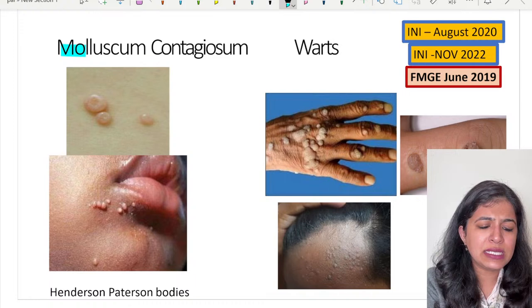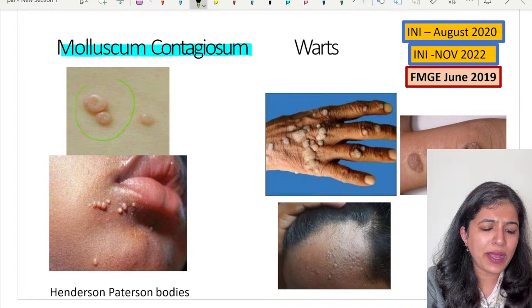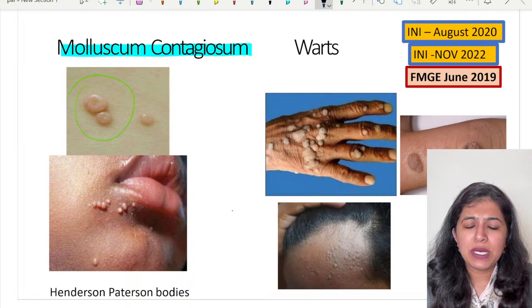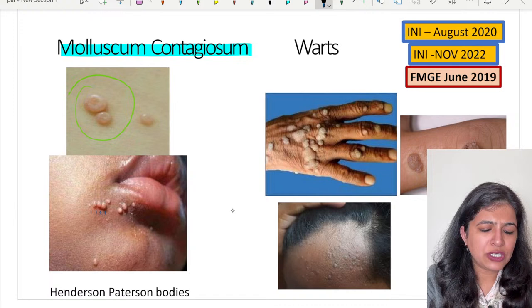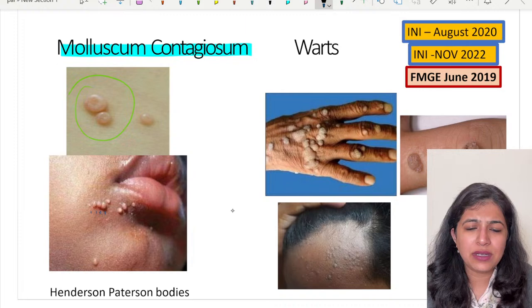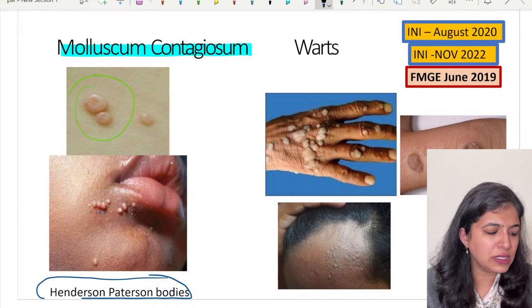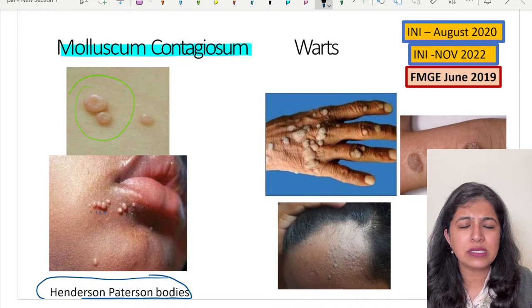This is molluscum contagiosum, caused by molluscum pox virus. Pearly white dome-shaped papules with central umbilication, and this is a sign where you see multiple lesions in a line. This is called the Henderson pseudokoebner phenomenon, and the inclusion bodies that we see in molluscum are called Henderson-Patterson bodies. So what are the points that you have to remember here? Caused by pox virus, papules with central umbilication, pseudokoebner, and Henderson-Patterson bodies.